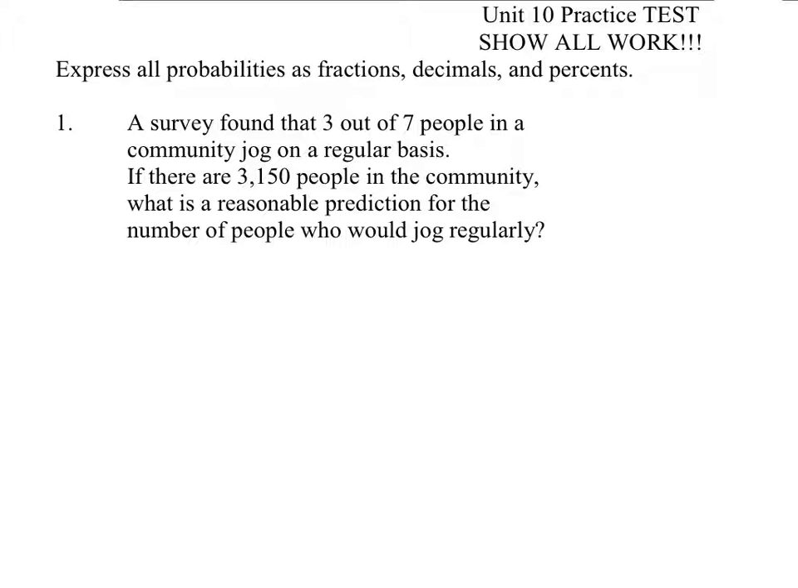A survey found out that 3 out of 7 people in a community jog on a regular basis. If there are 3,150 people in the community, what is a reasonable prediction for the number of people who jog regularly? Okay. Well, as it turns out, this is just proportional stuff, which we did in the last bell work as well. So if we start this out by creating a proportional relationship with the two fraction lines and the equal sign, then we can solve it using fish method, which we love.